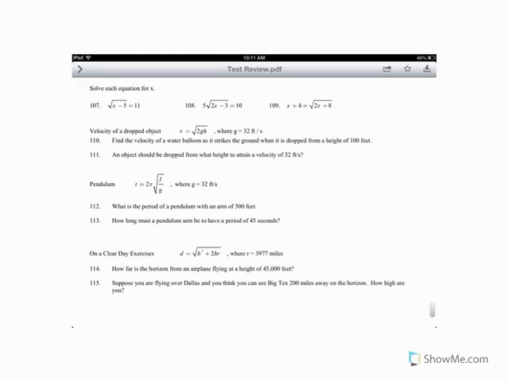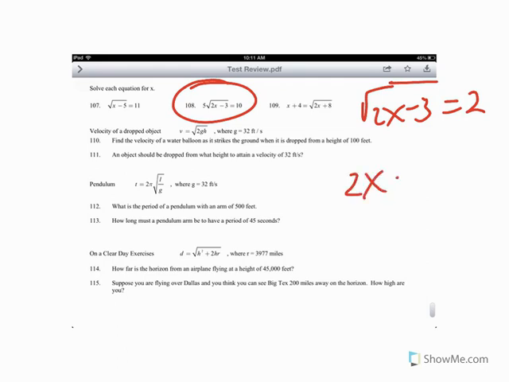And we're finally here, last page. Guys, on these you're just going to square them. At 104, divide by 5 first, so you get square root of 2x minus 3 is equal to 2. Square both sides, so you get 2x minus 3 is equal to 4, and solve.